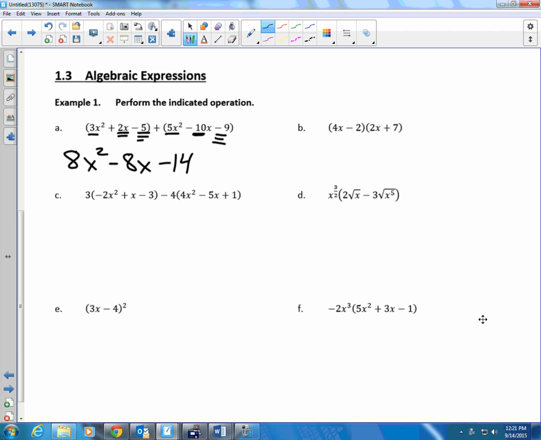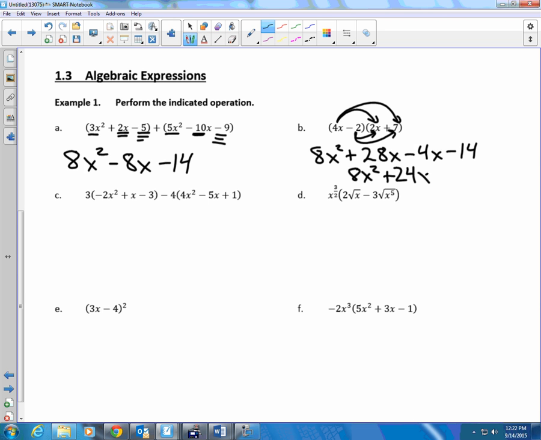So we trust that. If you see them multiply together like that, we take each part of the first polynomial and multiply it by each part of the second polynomial. So we have 8x squared plus what? 28x. Then what? Minus 4x minus 14. Can we combine the middles together? Yes, we can. They are like terms. So 8x squared plus 24x minus 14.